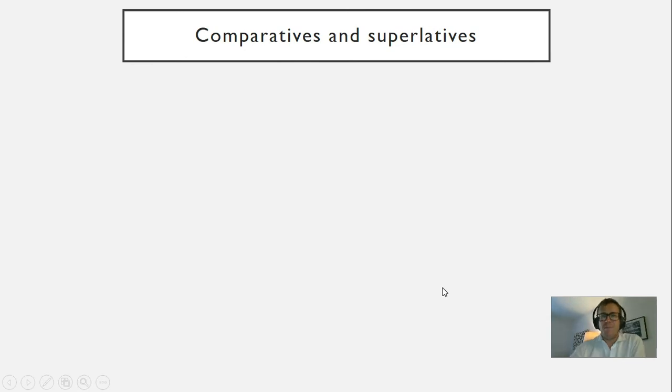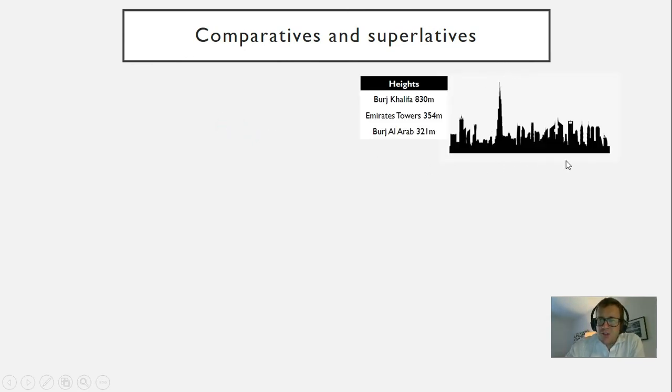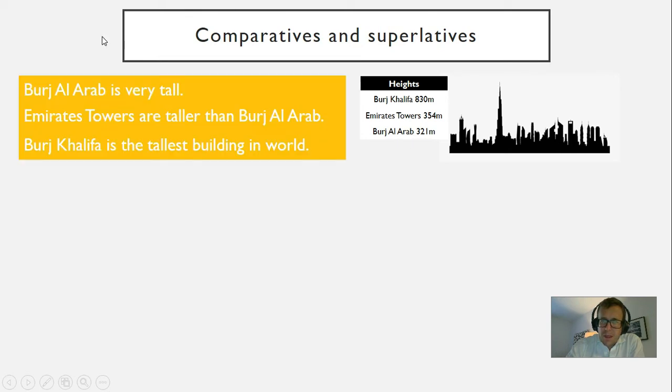So let's look at comparatives and superlatives first. I'm going to use Dubai's skyscrapers as an example. So here are the heights of Burj Khalifa, Emirates Towers, Burj Al Arab. These sentences can work. Burj Al Arab is very tall. Emirates Towers are taller than Burj Al Arab. Burj Khalifa is the tallest building in the world.